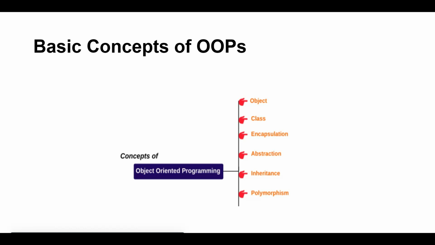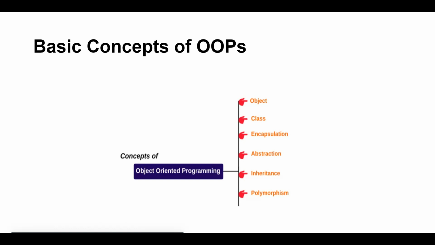So what are the important concepts in OOPS? First one is class and object, then encapsulation, abstraction, inheritance and polymorphism. Why do we use object oriented programming in Java? When you want to interact with a real world entity, we compulsorily need to use the OOPS concept.